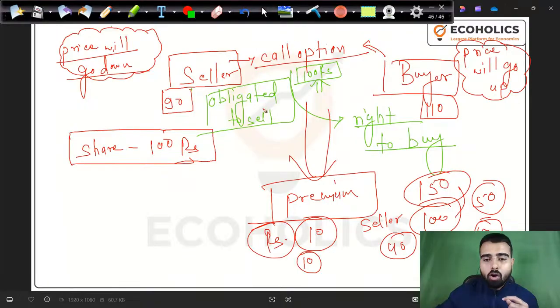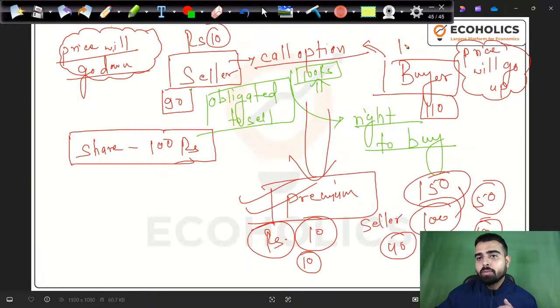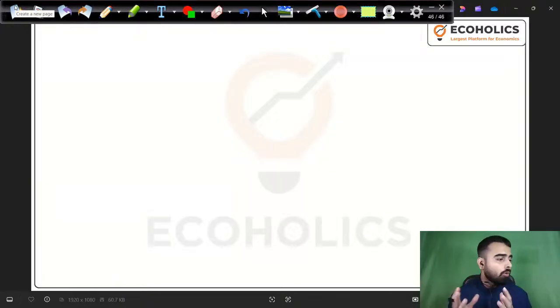How? The option premium that the seller got when he was selling the option agreement, at that time he got a premium of rupees 10. So that rupees 10 is going to be his profit, and the buyer has a loss of rupees 10. This is how the whole options trading works. Okay? And this is the same thing that they have leveraged.